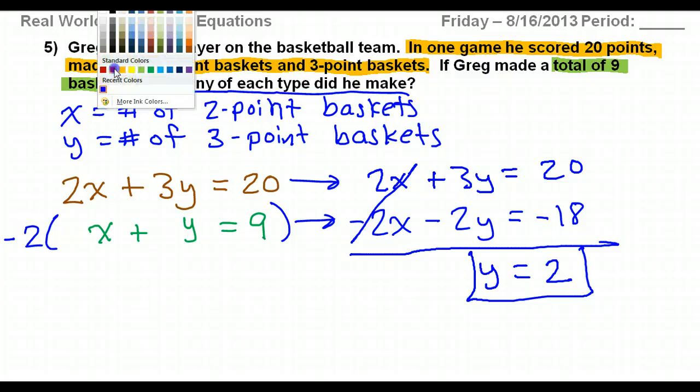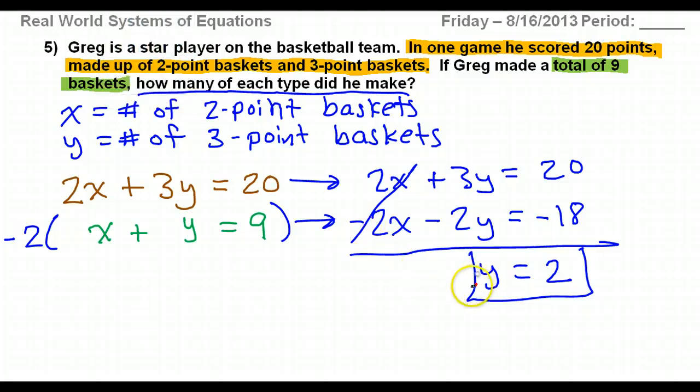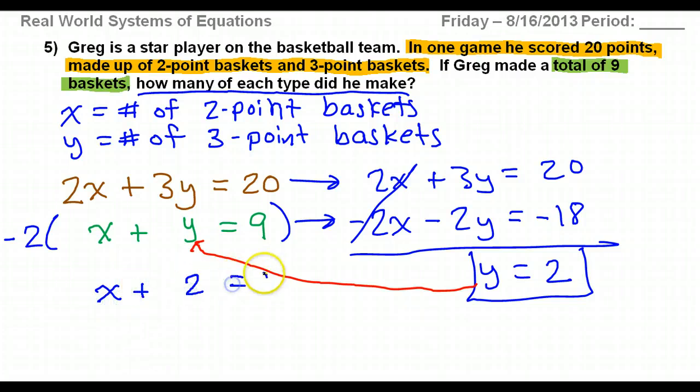Now I'm going to do that substitution thing. Even in the elimination method, there's a little bit of substitution. I have y now, so I'm going to take that. I could have plugged it in up here if I wanted to, but this seems simpler. I'm just using the green part, not the negative 2 or anything. So this is going to become x plus 2 equals 9, plugging it back into the original green equation. Subtracting 2 from both sides, I get x equals 7.